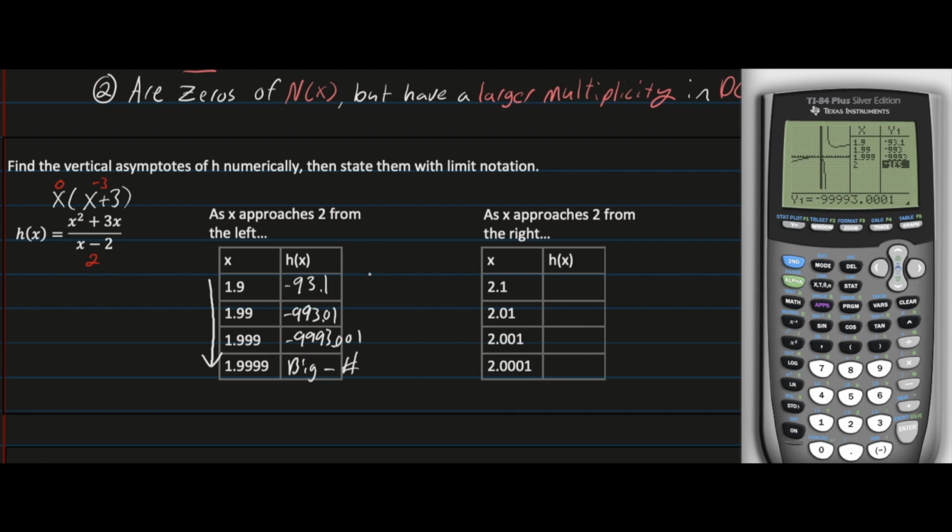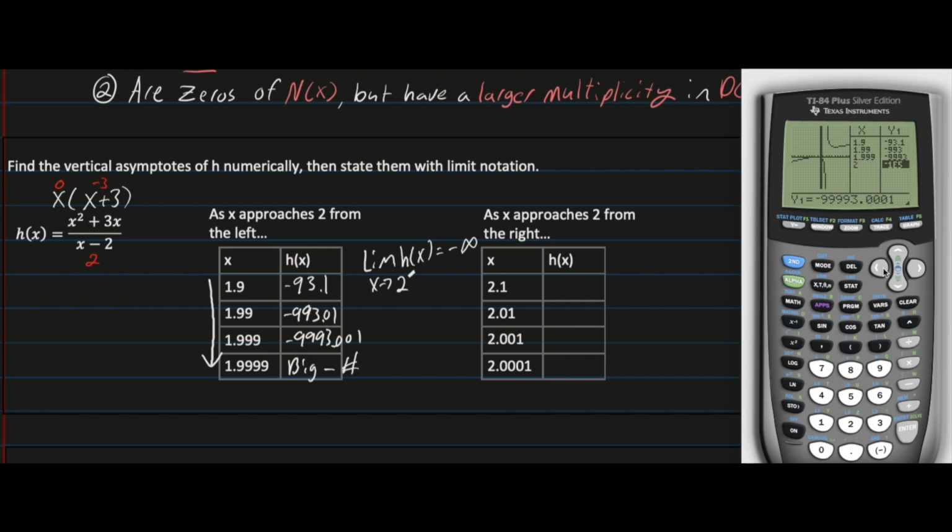So limit notation, how do we write that? Again, limit of h of x, because that's what our function is called, as x goes towards 2 from the left, is negative infinity. And we can see that graphically by going towards 2 from the left-hand side. We can see it's going drastically down there.